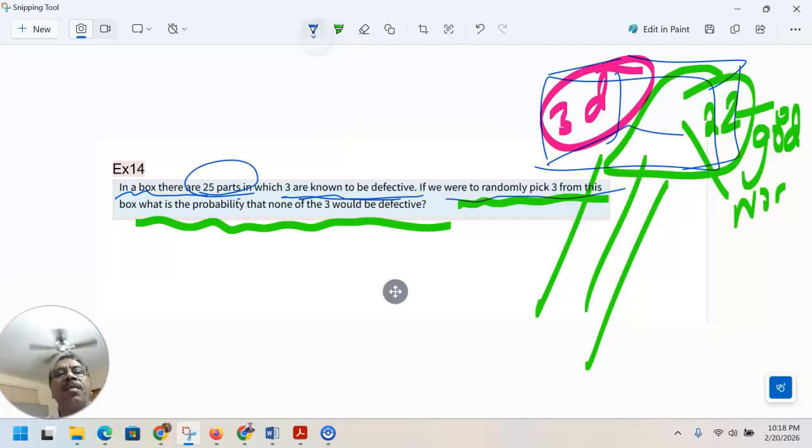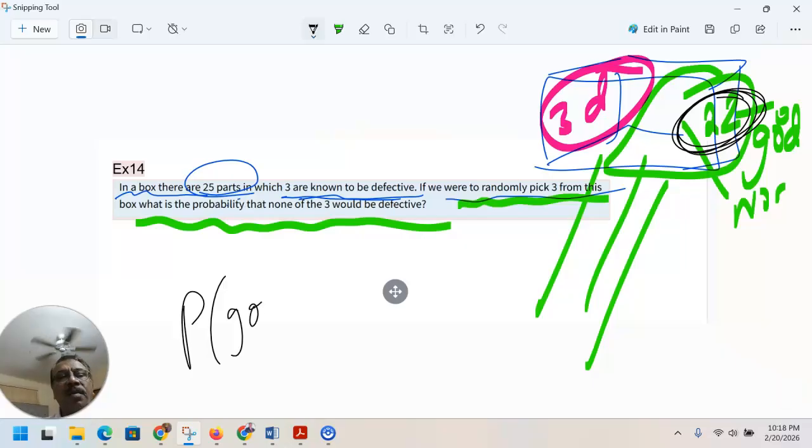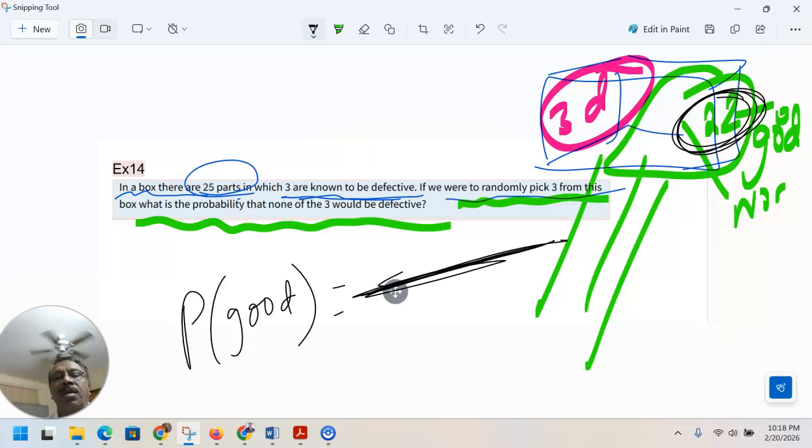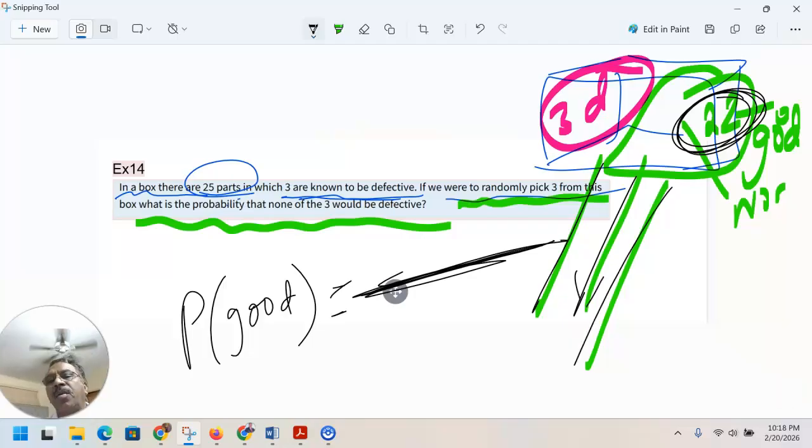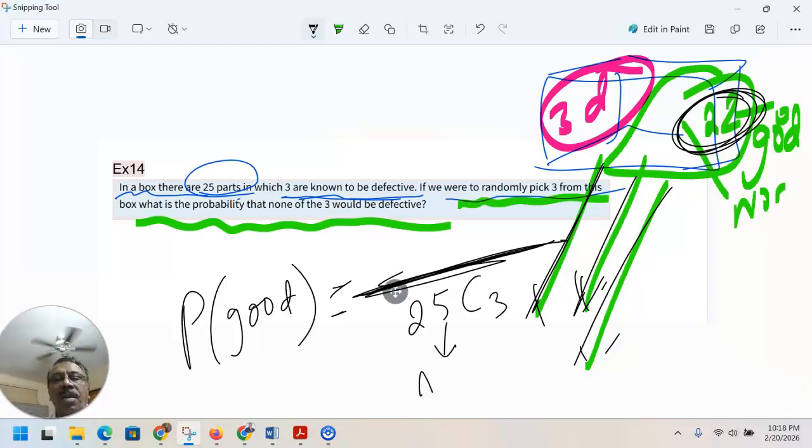Now, what is the meaning of none of them is defective? Basically it means these are the good ones, right? So the probability of good ones. Now, probability is the ratio, so the bottom piece, the denominator, is all possible outcomes. How many ways can you select 3 of these? That means you're going to use combination. So from the 25, you can pick 3. That becomes all possible outcomes.